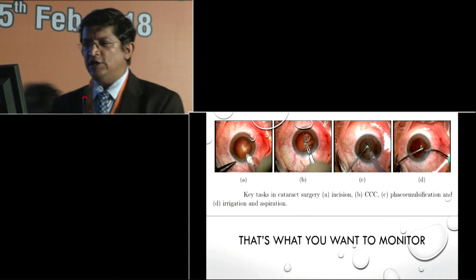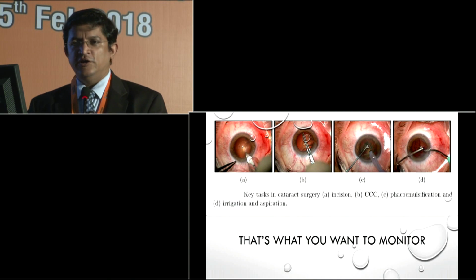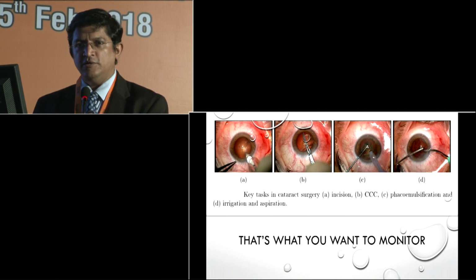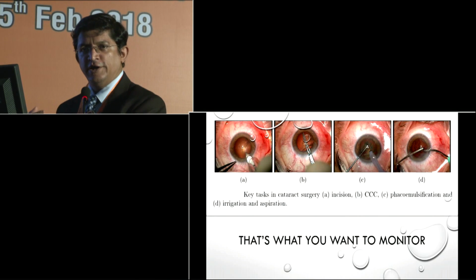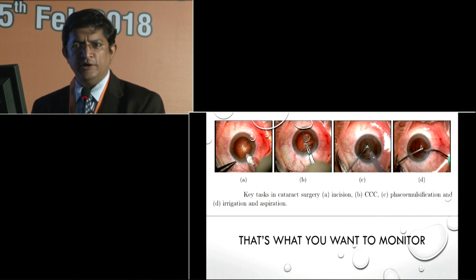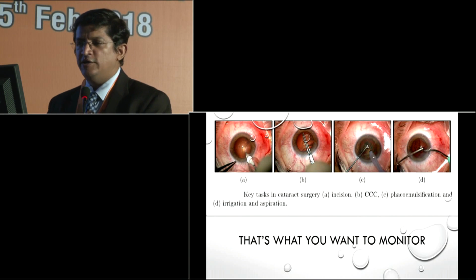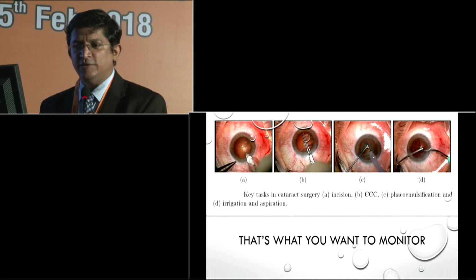We know that there are key tasks in cataract surgery. Now what I'm trying to say is going a little offbeat from Oscar. Oscar has 19 steps recorded in it, and some people say that it's not possible to watch every step and write down something right there at that particular time. So you look at 4 key steps: the incision, the CCC, the phacoemulsification, and the irrigation aspiration.